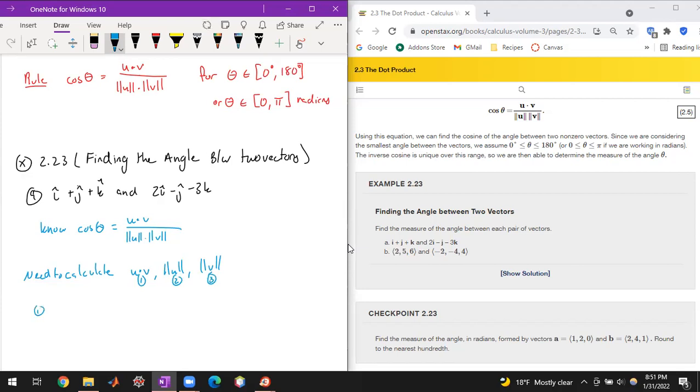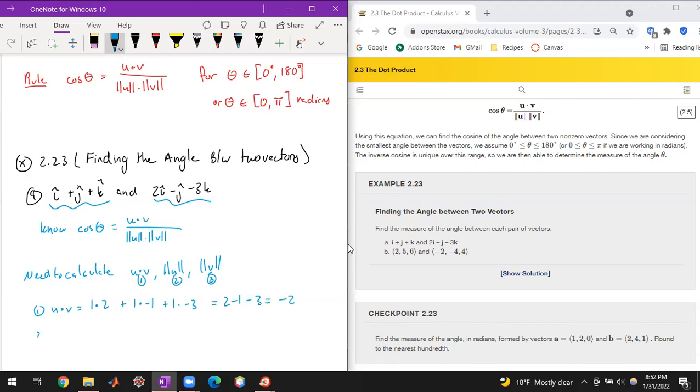All right, so for the first one, u dotted with v, that means that we're interested in the dot product of this vector and that vector. So multiplying the components, 1 times 2 are our i components, plus 1 times negative 1 are our j components, and then 1 times negative 3 is our k component. So u dotted with v is negative 2.